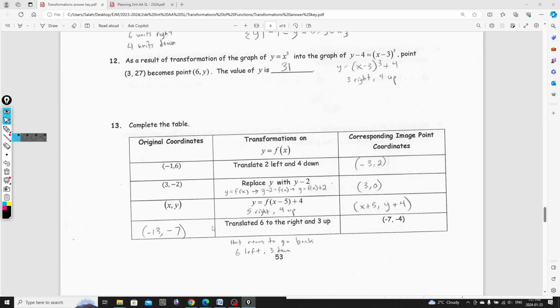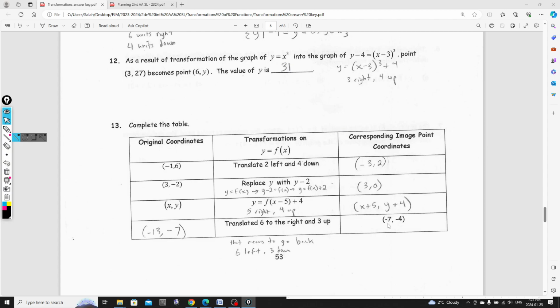Okay. And then finally, now this one's actually asking you to go backwards. Okay. So you've got this image, which is -7, -4, after a translation of 6 units to the right and 3 units up were applied. So that means if I want to go backwards, I have to write the opposite transformations, right? So to go back from this guy to the initial point, I'm no longer translating 6 to the right, I'm actually translating 6 to the left.